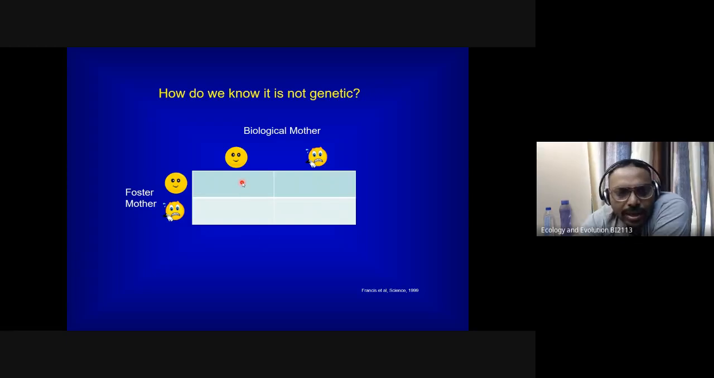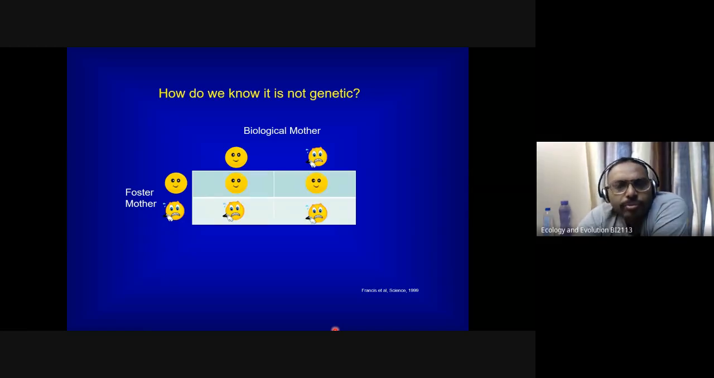So this cell is where the biological mother is relaxed, and the foster mother is also relaxed. Biological mother is anxious, but foster mother is relaxed. Biological mother is relaxed, but foster mother is anxious, and both biological and foster mothers are anxious. So those are the 4 possible combinations. So you do it in those 4 possible combinations, and the experimental data will look like this.